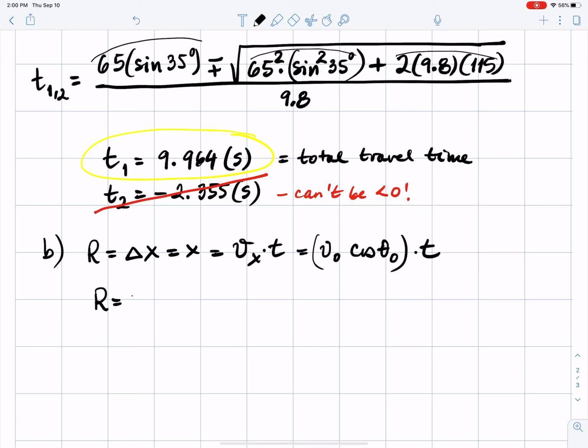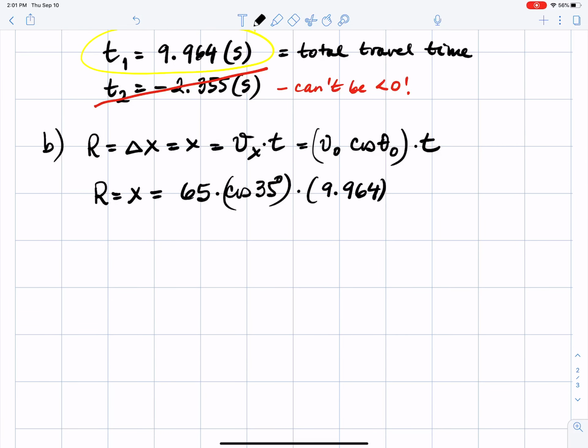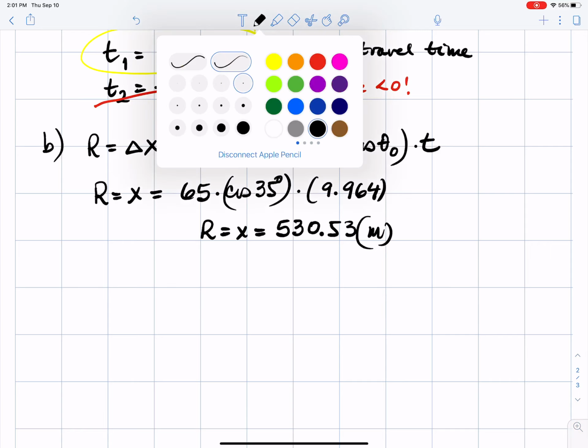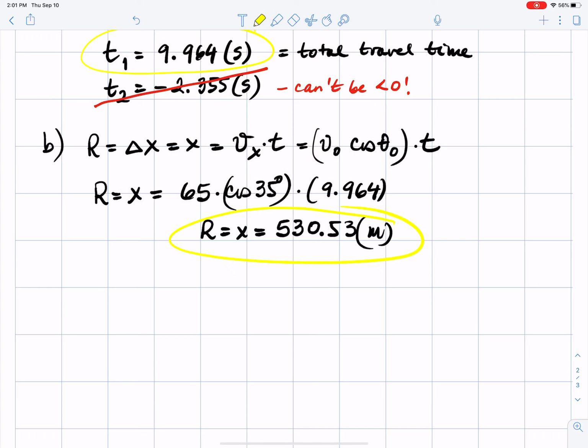So my total range, or x, is 65 times cosine of 35, times the time that we had above, 9.964. If you plug all of this in a calculator, you get about 530.53. If you want to round it to 0.5, that's fine. I'm just going to report the number right now. And it's good practice for you to do this on a calculator to actually make sure you get these numbers.